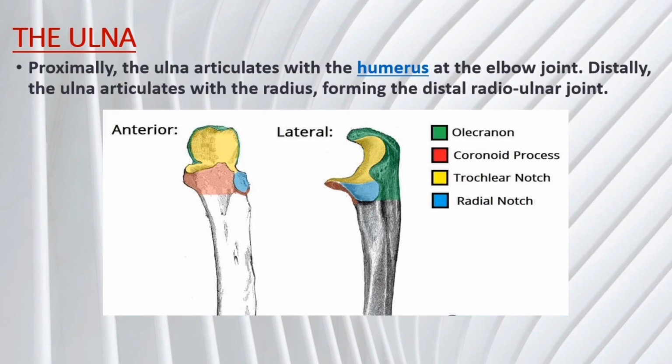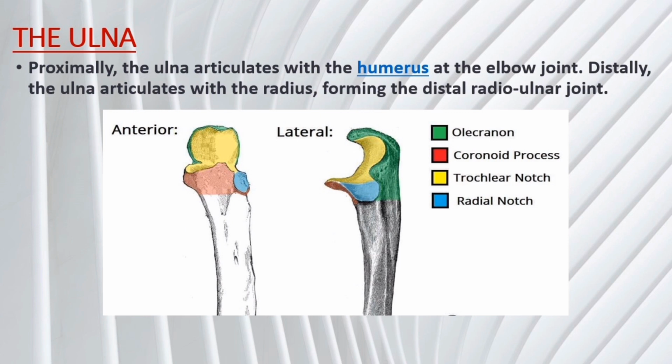The ulna. The ulna is a long bone in the forearm. It lies medially and parallel to the radius, the second of the forearm bones. The ulna acts as the stabilizing bone, with the radius pivoting to produce movement. Proximally, the ulna articulates with the humerus at the elbow joint. Distally, the ulna articulates with the radius, forming the distal radio-ulnar joint.